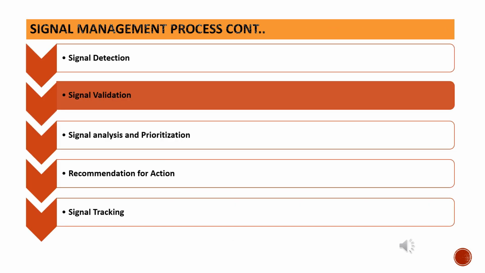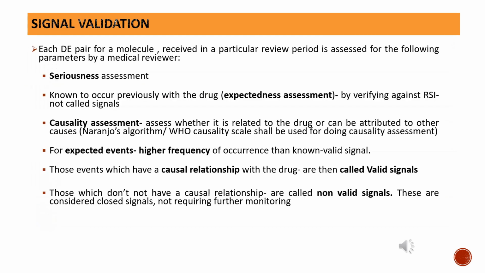Now moving on to the second step, signal validation. The signal is now detected, and the second step is signal validation. In this step, for each DE pair that we have identified through statistical alerts, we deeply review these pairs in terms of seriousness assessment and expectedness assessment, that is, whether these events are known to occur with the existing product as per the RSI. We further do a causality assessment to see if the event is really related to the drug administration. We use the Naranjo algorithm and the WHO causality scale, which are worldwide accepted scales for causality assessment.